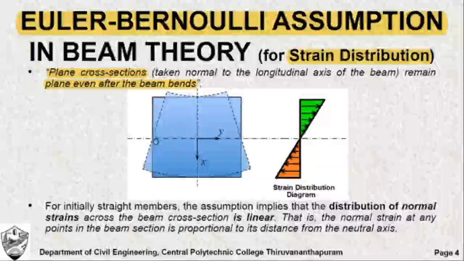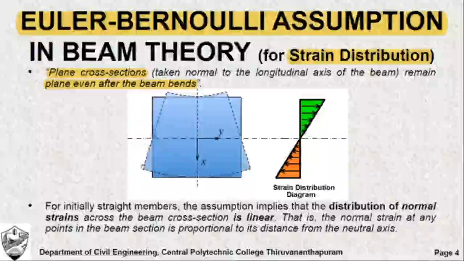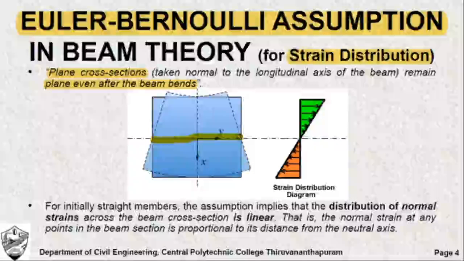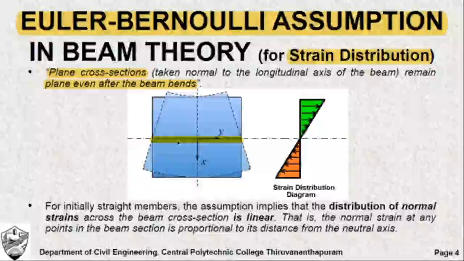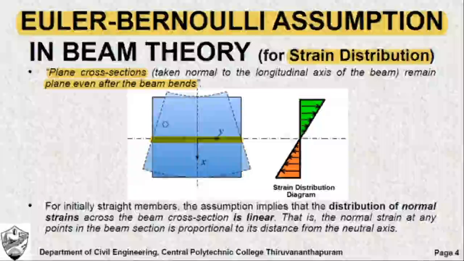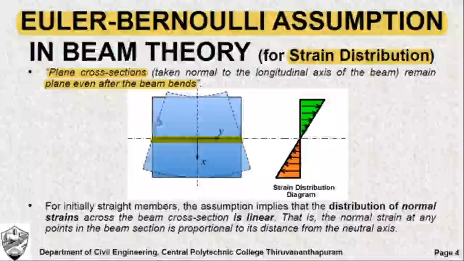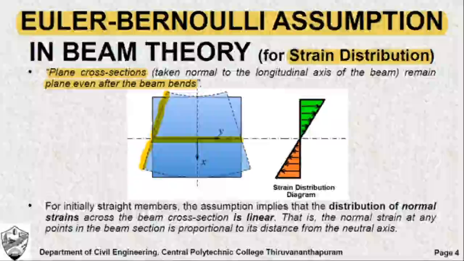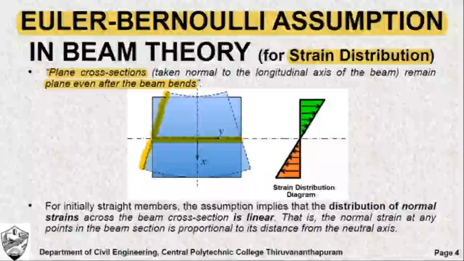According to this assumption, only if the cross sections remain plane, we can come to the conclusion that if this represents the neutral axis of the beam, the deformation on either side of the neutral axis increases linearly as you go away from the neutral axis. As you move away from the neutral axis, the deformation also increases. As you come closer to the neutral axis, the deformation is also decreasing. So that is exactly what is shown with the help of this strain distribution diagram.